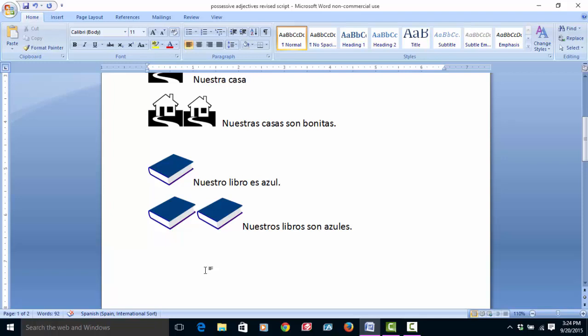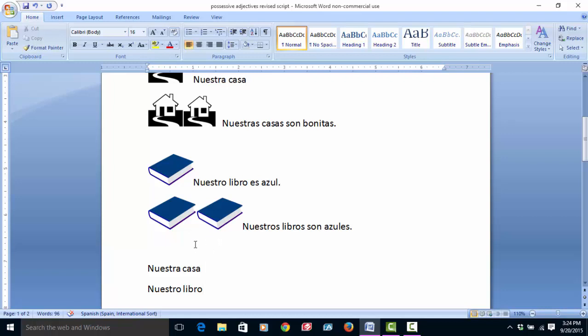Secondly, a lot of students think that, well, if it's a group of girls talking, I must have to use nuestra. But remember, we're not talking about the gender of the people that are talking. Whether it's a group of boys or a group of girls, we have to look at what it is that they are possessing. So a group of boys can say our house, nuestra casa, and a group of girls can say nuestro libro, our book. So that's where it gets a little bit tricky.